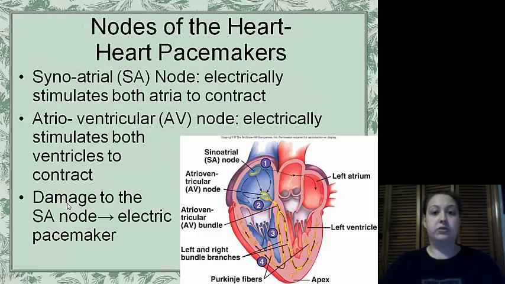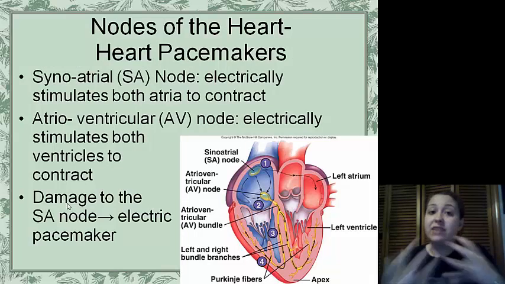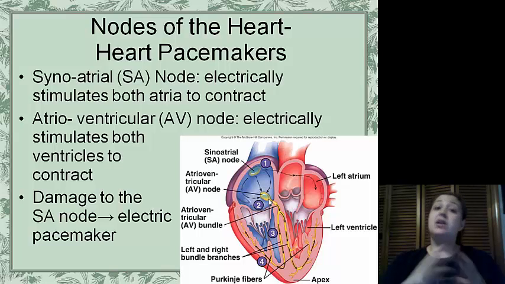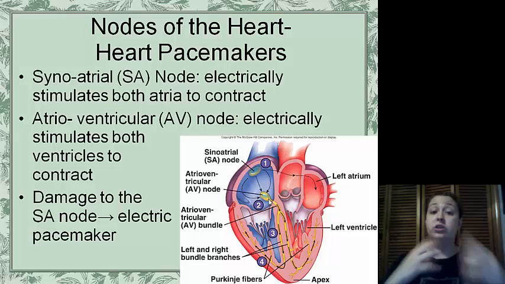The nodes of the heart. These are your pacemakers, what keeps everything in rhythm. Your sinoatrial node electrically stimulates both of the atria, and it's found at the top here. And then our atrioventricular node, found a little bit lower, stimulates both of your ventricles. Damage to your sinoatrial node can cause you to need to have an electronic pacemaker put in so that your heart can pump correctly and the chambers can work together.